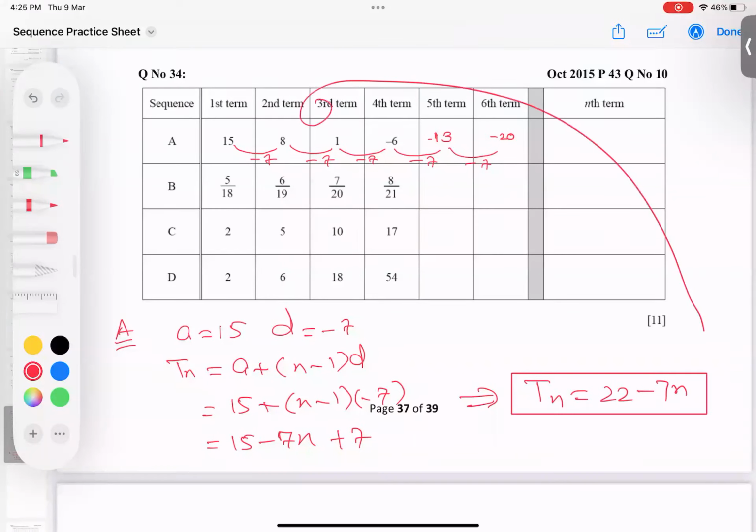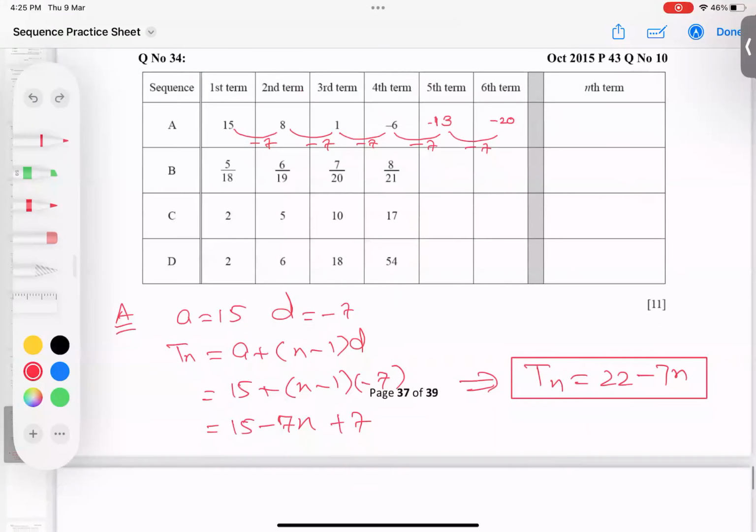For example, the third term is 1. So put this 3 here. And 3 times 7 is 21, and 22 minus 21 is 1. So it matches. Alhamdulillah Rabbil Alameen. This is a test only. And now I'm writing it here: nth term becomes 22 minus 7n.